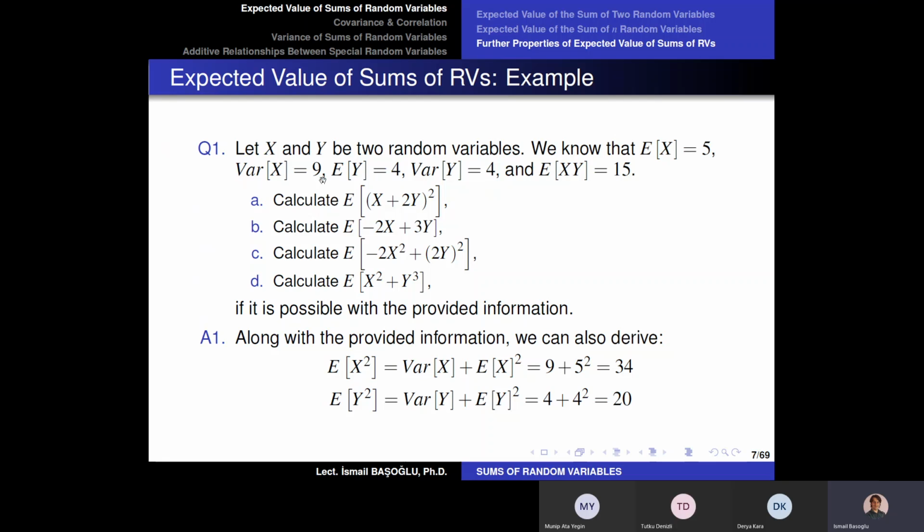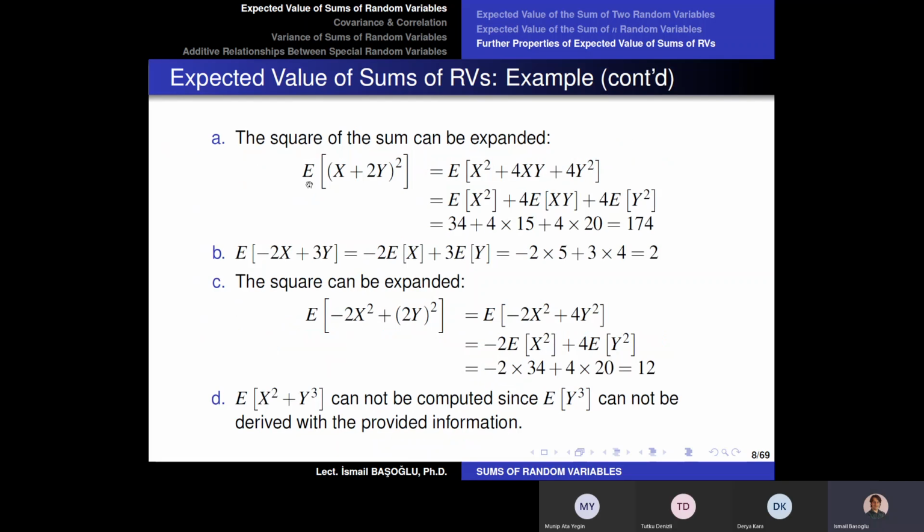It is going to be 9 plus 5 to the power 2, 5 squared, which is 34. I can do the same for the expected value of y squared, which is the variance of y, equal to 4, plus the square of the expected value of y, which is 4 squared, and that is equal to 20. So you see, I have the expected value of x squared and the expected value of y squared as additional information. Now we are going to use all of this information and see if we can find answers to the expected values asked in the question.